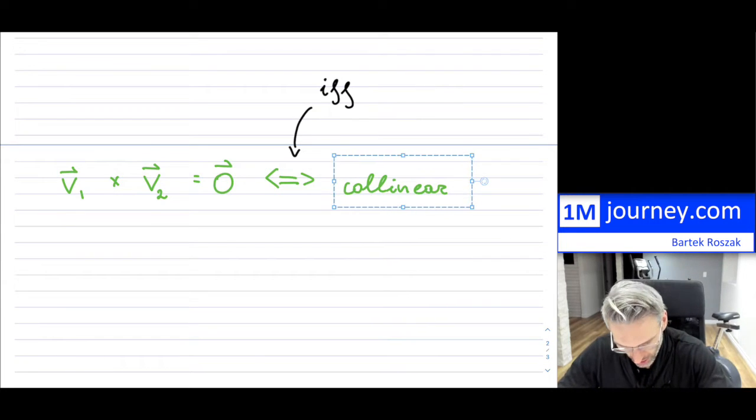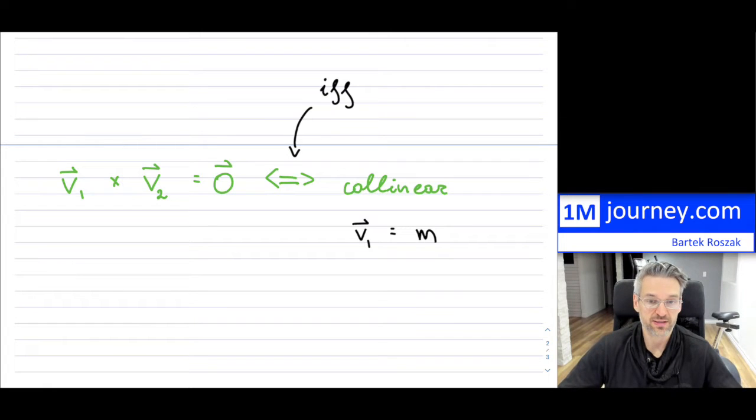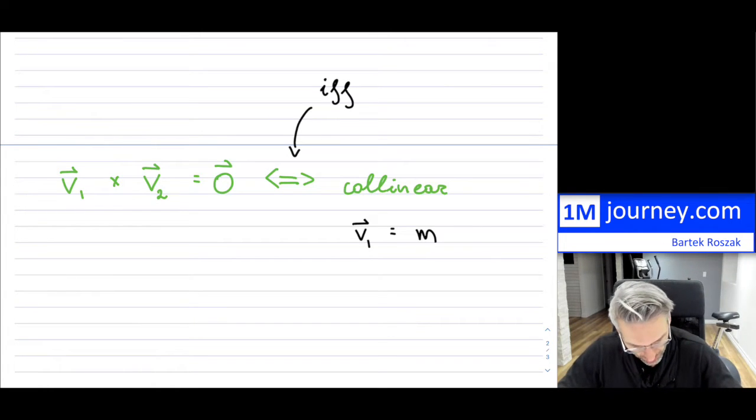Now, please recall what collinear means. What that would mean is that if we would have v1 vector, this would have been equal to some constant m, so that's some scalar m, some real number m, not 0, multiplied by v2. So that's what this would mean, that they're collinear.